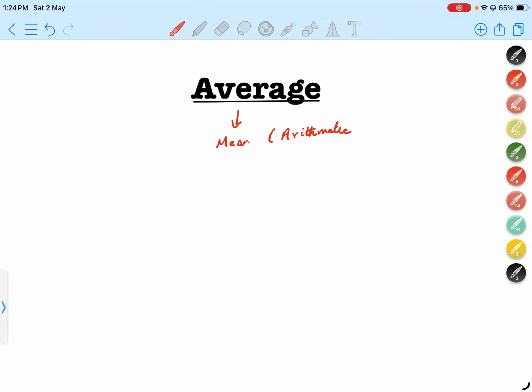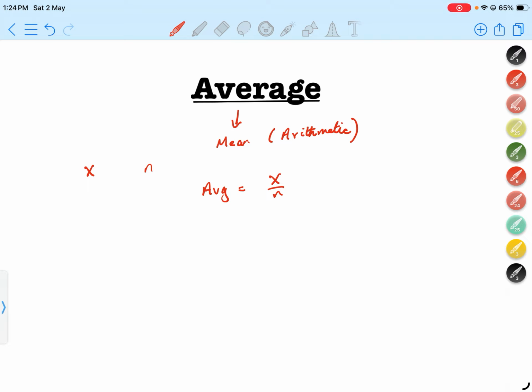So what is average? Average means basically if you have a quantity, let's say x, and you have a number of people, let's say n, then how much does an individual person get? That is known as the average. So average in this case would be x upon n.